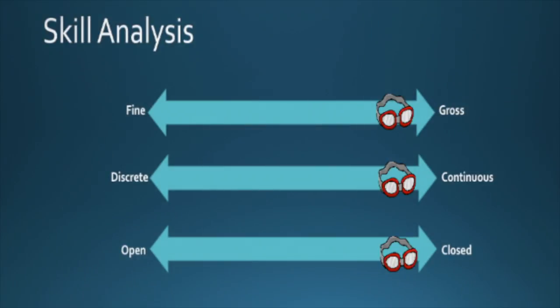We can consider backstroke more of a gross motor skill compared to a fine motor skill, as it incorporates large muscle groups and compound movements. It is a continuous motor skill as it is cyclical and repetitive movement opposed to discrete motor skill. And finally, more of a closed motor skill as opposed to an open motor skill.